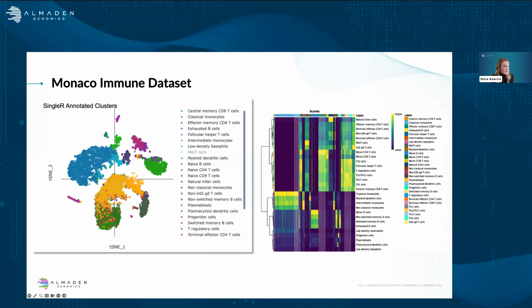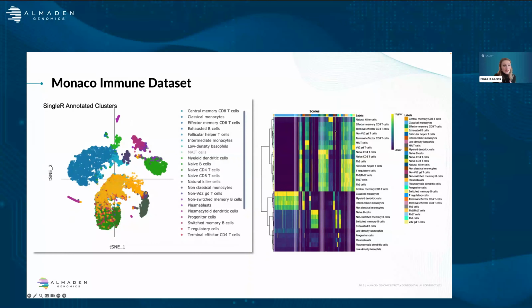In contrast, here is the Monaco immune data set. This is nice because we get really high resolution, or granularity, of cell types in the annotation. So we can differentiate between non-switched memory B cells and switched memory B cells. And that's really interesting to see.